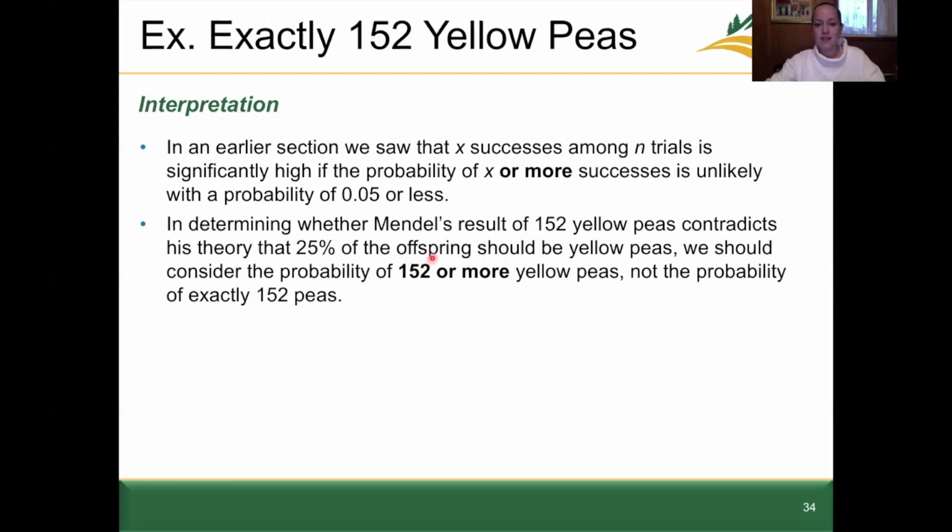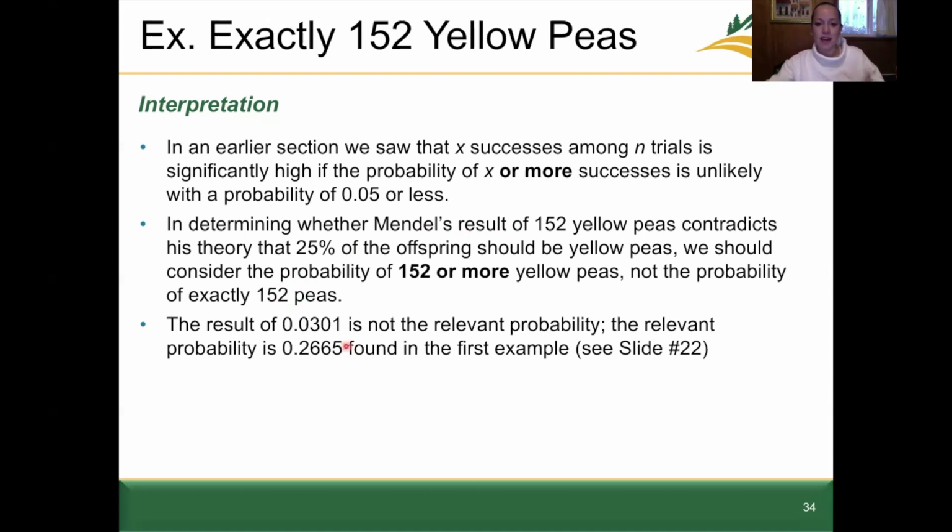The key point here for significance is that we're considering an X value or more. So here, our X value is 152. We want to know the probability of 152 or more when we're asked about significance specifically. What we did in this later part of the section is we determined the probability of exactly 152 peas. That's good to know how to do, but that doesn't help us address this question of whether there is significance or not. So this result that we've gotten in the last part of the section, 0.0301 for that tiny sliver of shaded area, is not the relevant probability that we're interested in.